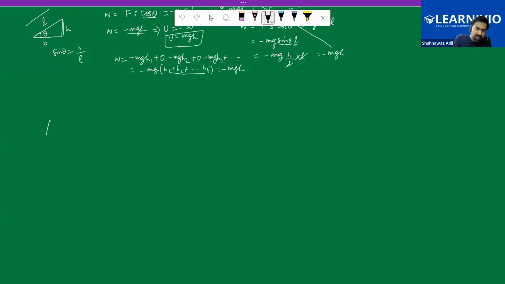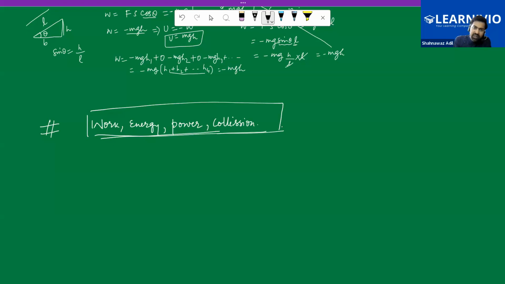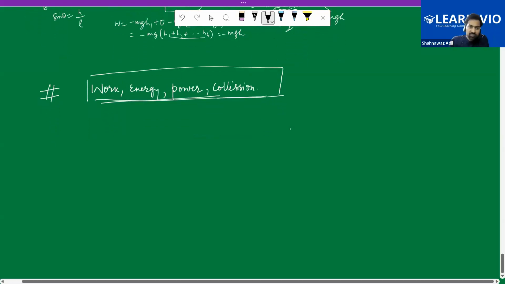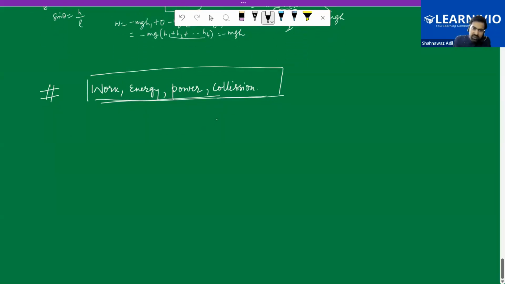This chapter is about work, energy, power, right? And then in the last you have nutrition. So what will we study in this chapter? First we will study what is work, right? So the first thing that we will study is what is work done.